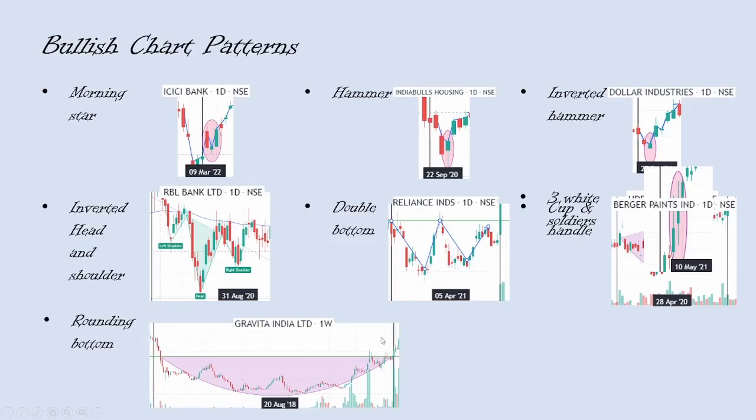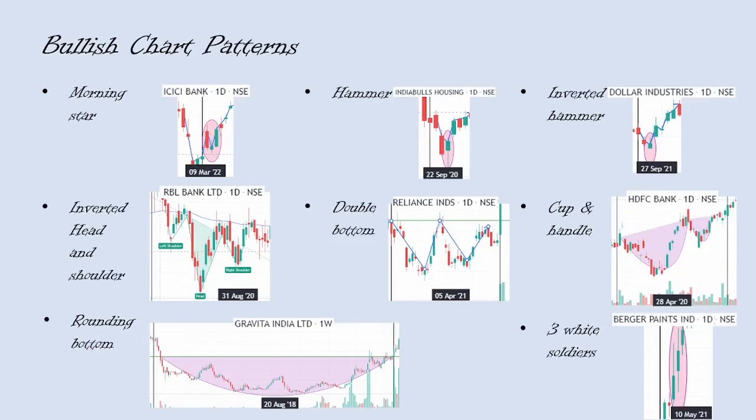The next pattern in the PPT will be three white soldiers. If you have three green candles next to each other when you have a downtrend, and you see three green soldiers, definitely that is an indication for a bullish reversal. So it is indicating that a bullish trend has started. Next will be bearish chart patterns, and we'll discuss that in the next video. Thanks, friends.